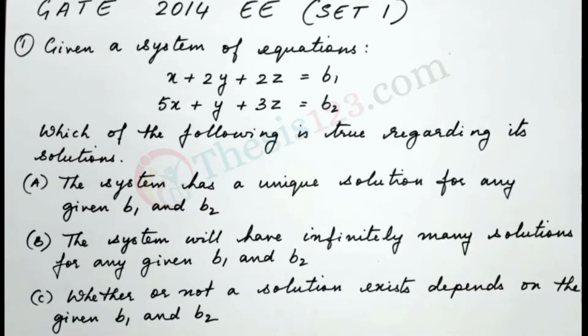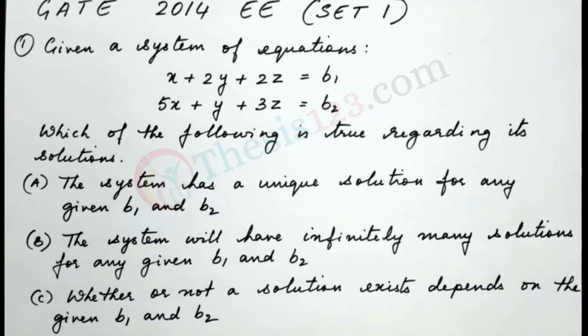So the four options given to us, the first one says, the system has a unique solution for any given b1 and b2. Option B, the system will have infinitely many solutions for any given values of b1 and b2. Option C says whether or not a solution exists depends on the given values of b1 and b2. And option D, the system would have no solution for any values of b1 and b2. So our four options talk about the type of solutions that we would get for the system of equations given.